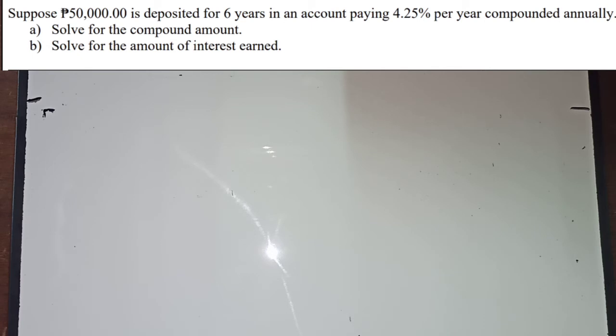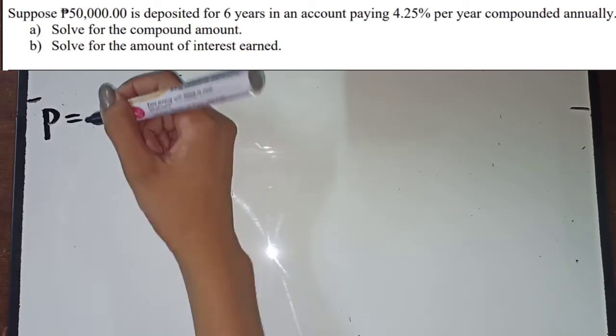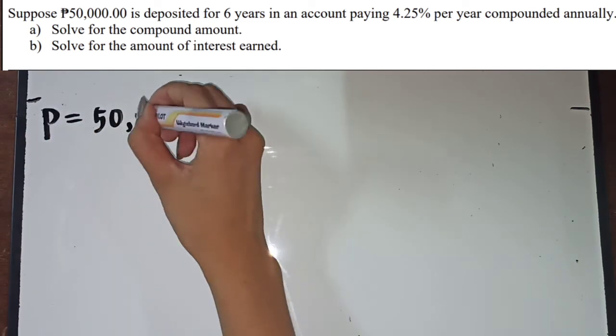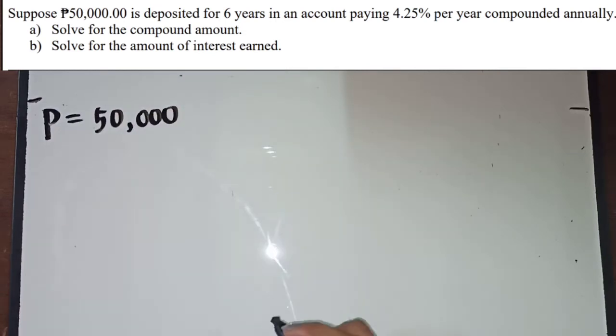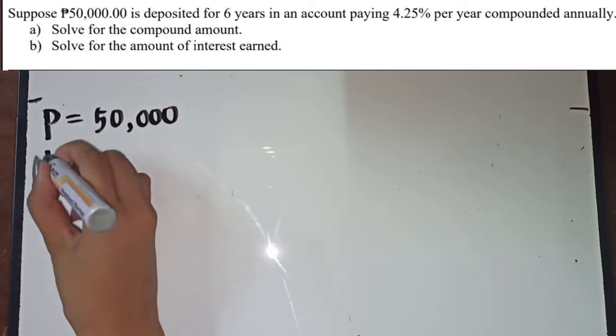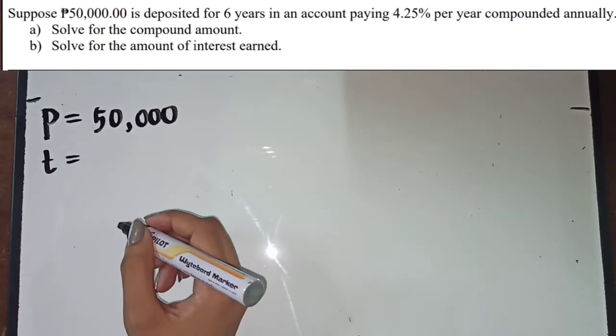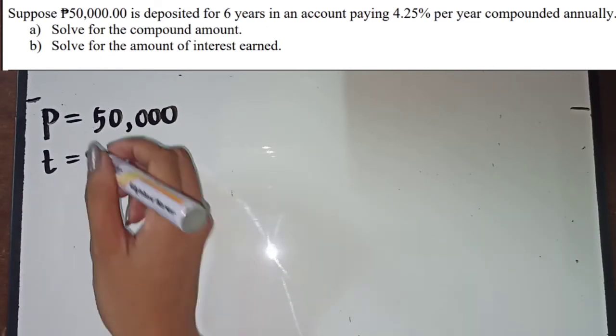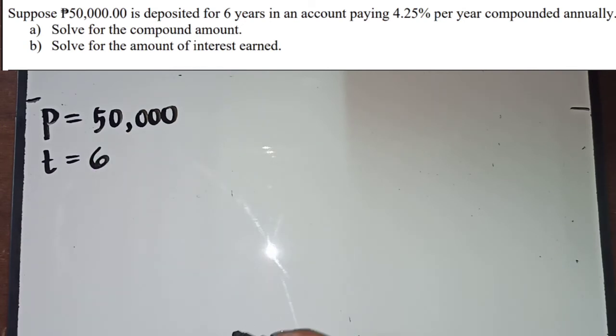The first thing that you need to do is to identify what are the given. So we have 50,000 pesos. Ano ba itong 50,000 pesos na to? This 50,000 will serve as the value of your P, since sabi ko kanina, P is the principal, or kung magkano ba yung ininvest mo or magkano ba yung inutang mo. Okay, and we also have 6 years. So this will serve as the value of your T, since our T is the number of years.